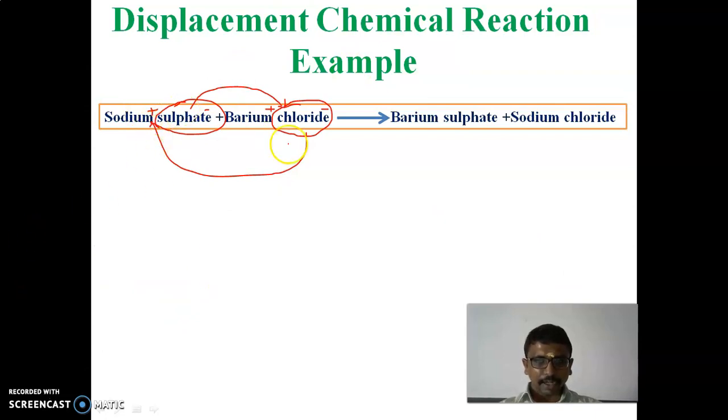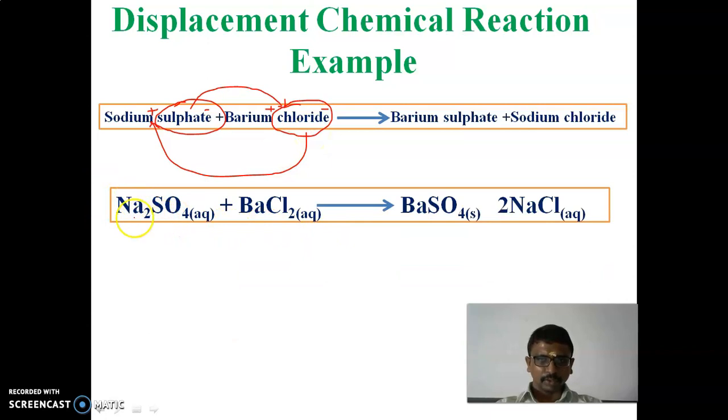The exchange of ions takes place. So here, in sodium sulfate, the sulfate is replaced by chloride. In barium chloride, the chloride is replaced by sulfate. So this is the formula. Sodium sulfate Na2SO4, in the aqueous state, plus barium chloride BaCl2, will form barium sulfate. The formula for barium sulfate is BaSO4 plus NaCl.